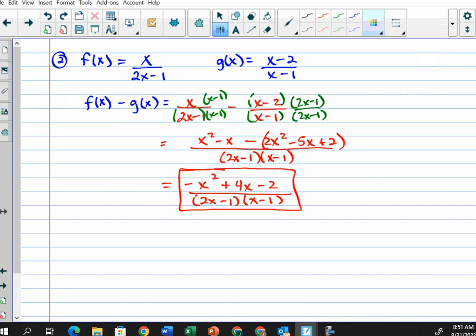How'd we do with that? And then your domain, guys, do you see that there's two values we have to skip over? Okay, so negative infinity to a half, a half to 1, 1 to infinity.